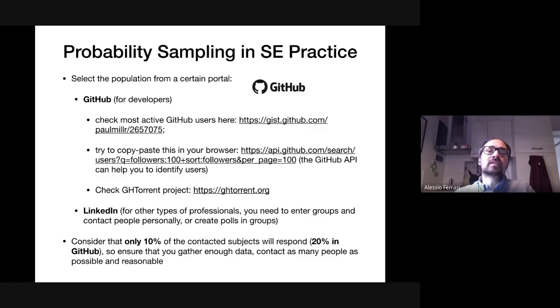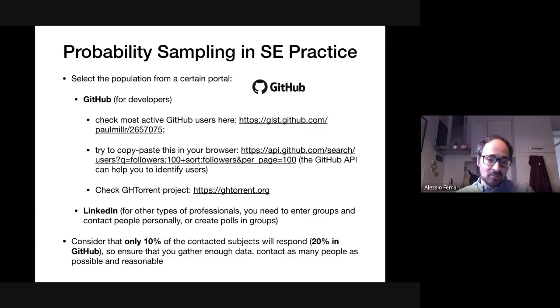If you want to check instead other types of professionals, so not developers, but for example business analysts or testers or other subjects, you may resort to LinkedIn. This is more complex, of course, because you have to approach people or create groups, polls, and it's harder to get subjects. While in GitHub, it is very likely that people will answer.